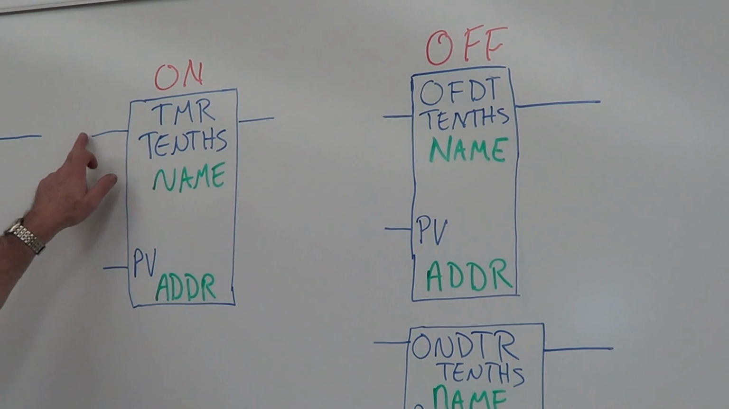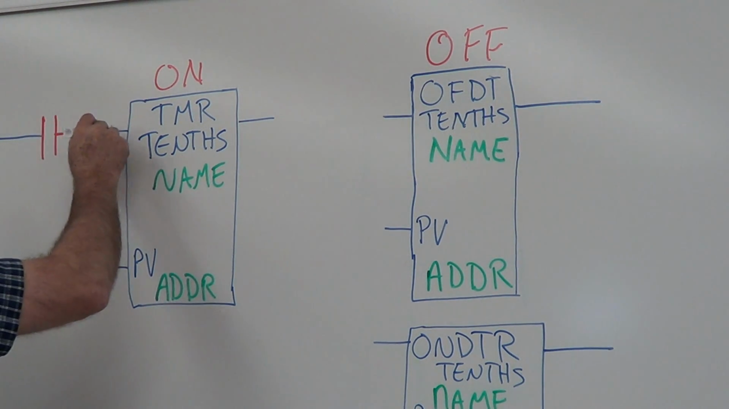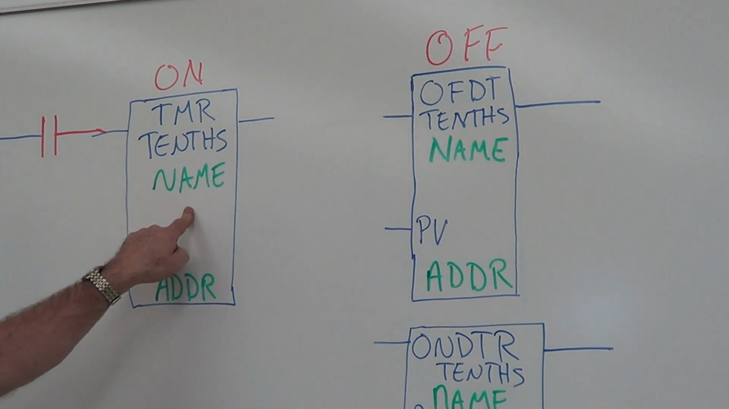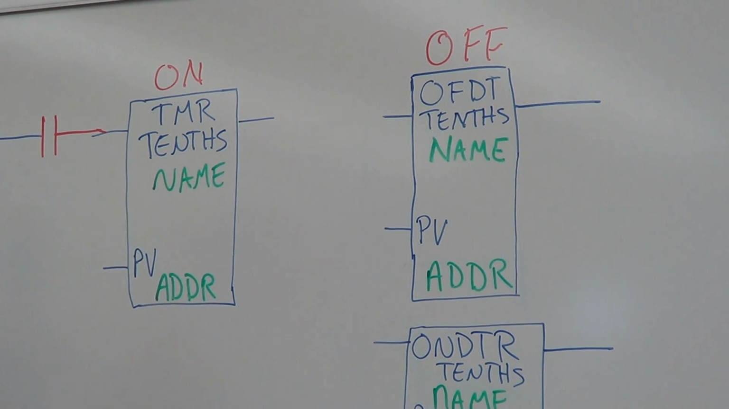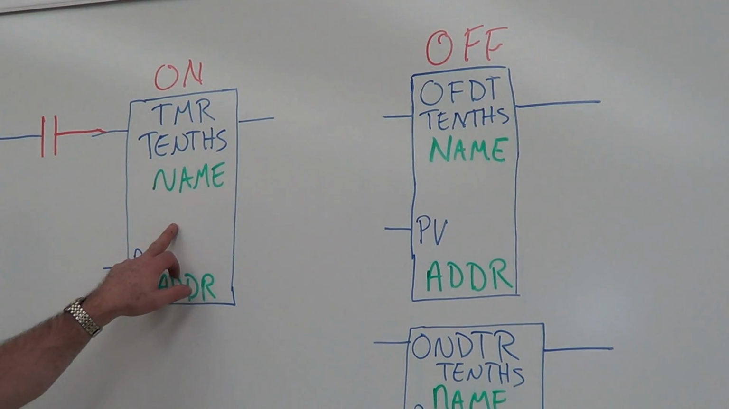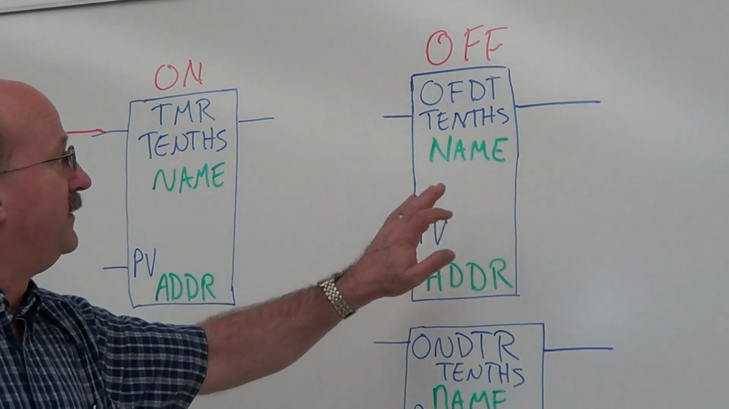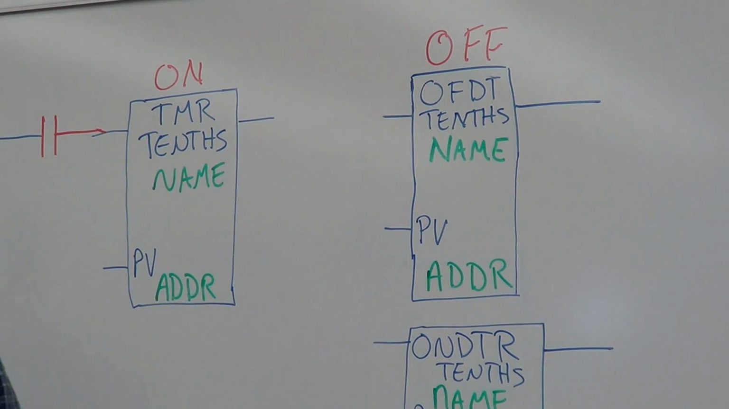Okay? So if we have power coming in here, for instance, if I come along here and I put a set of contacts here, and those contacts are closed, we've got power and the timer will start working. Okay? In this case, it's an on delay timer. The output over here will stay off until the timer expires. And once the timer expires, the output will turn on. Okay? The off delay, the same thing. You have an input, an output, and a PV or a preset value to set your timer value.